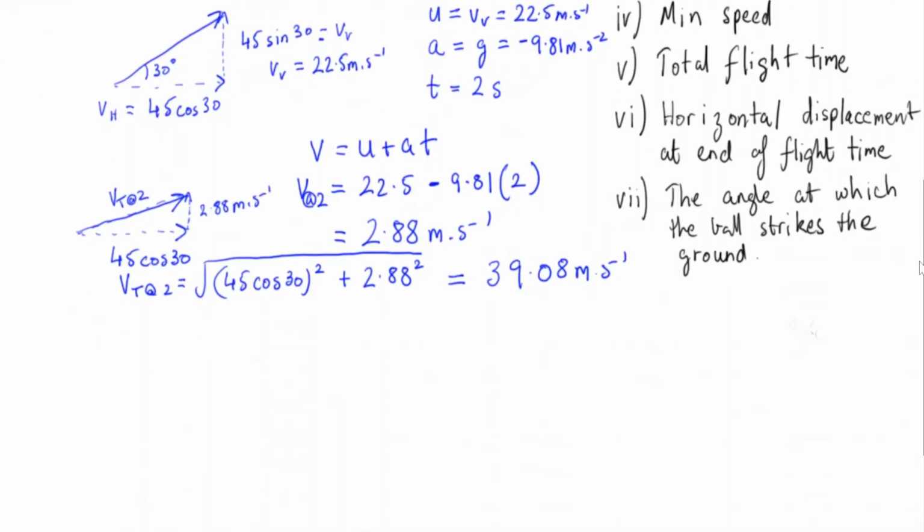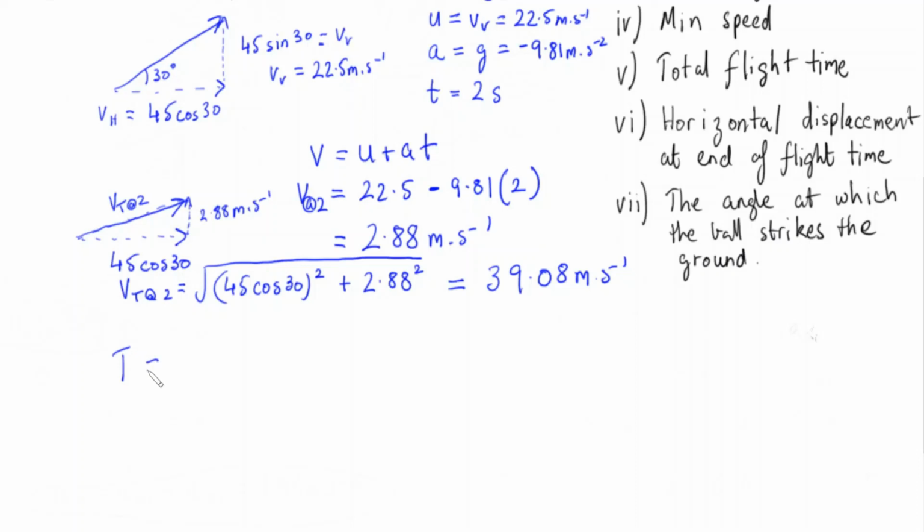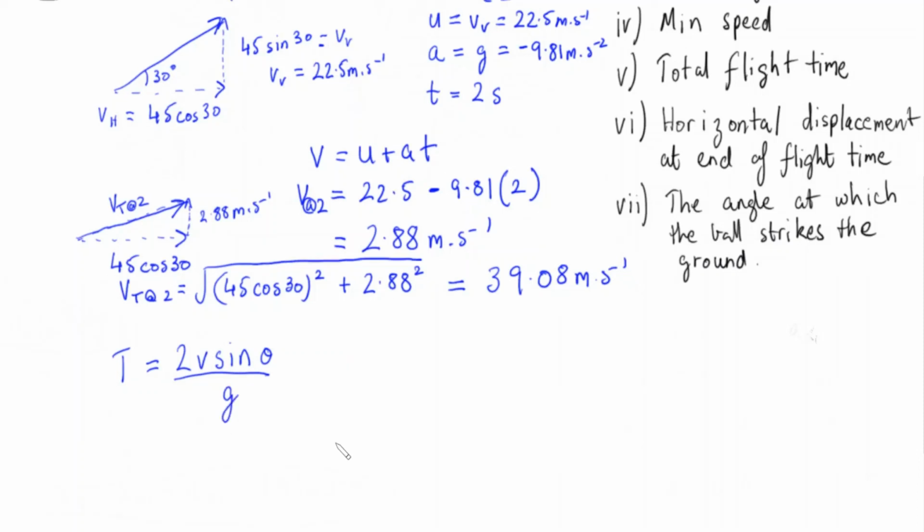So I can say t is equal to 2v sine theta divided by g. And I can go ahead and plug in my values. So I know 2 times v, which is 45, and theta, which is 30 degrees. So sine 30 divided by our gravity, which is 9.81, will give us a time which is 4.59 seconds.